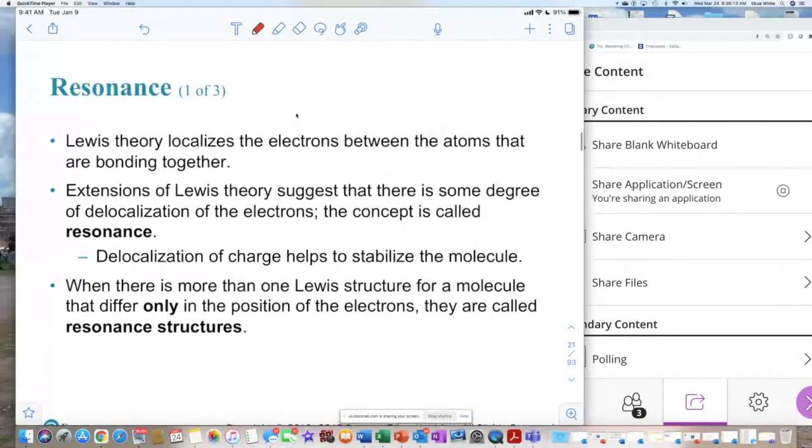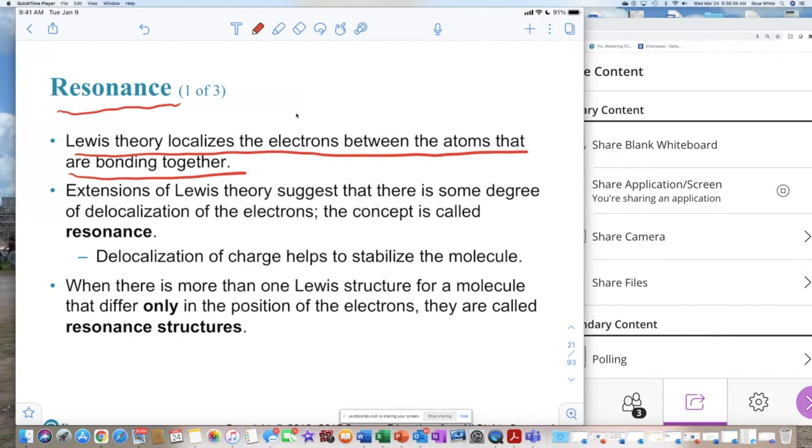To explain resonance, resonance is a condition that exists. Now, the term resonance is used in physics. If you've done resonance in physics, we're not talking about that kind of resonance. We're talking about resonance in the context of chemistry. So Lewis's bond localizes the electrons between the atoms that are bonding together. This is another way of saying electrons in a bond.